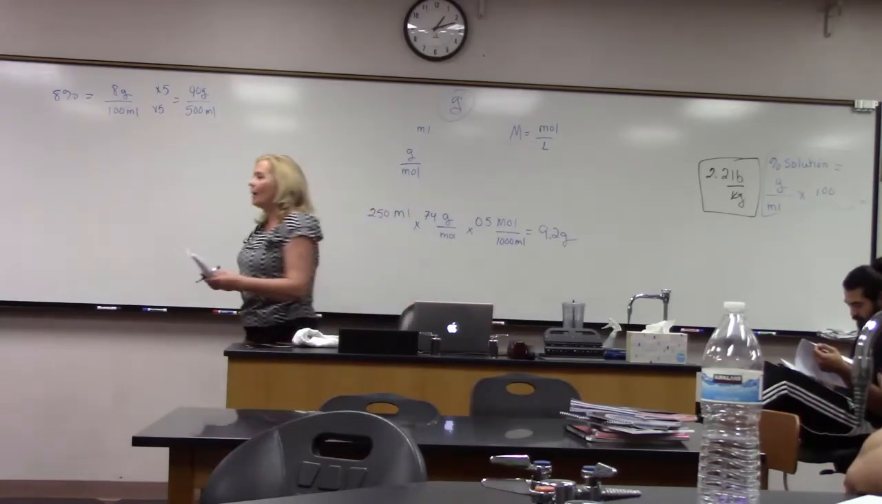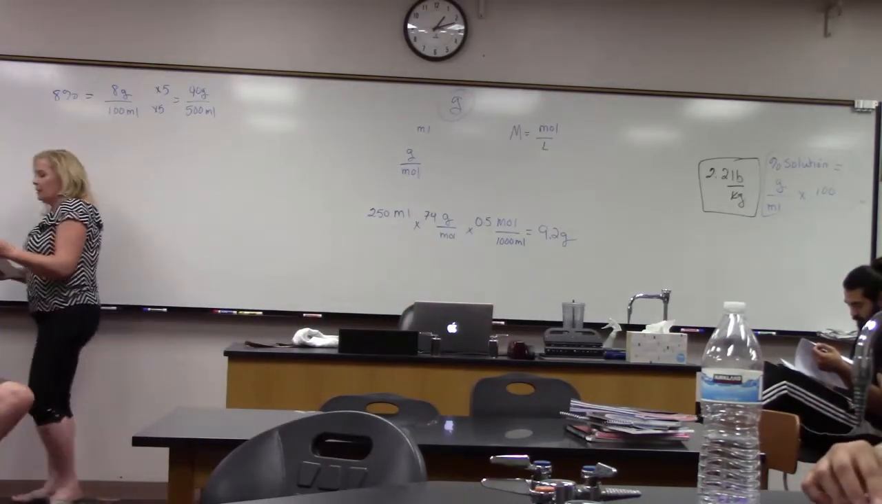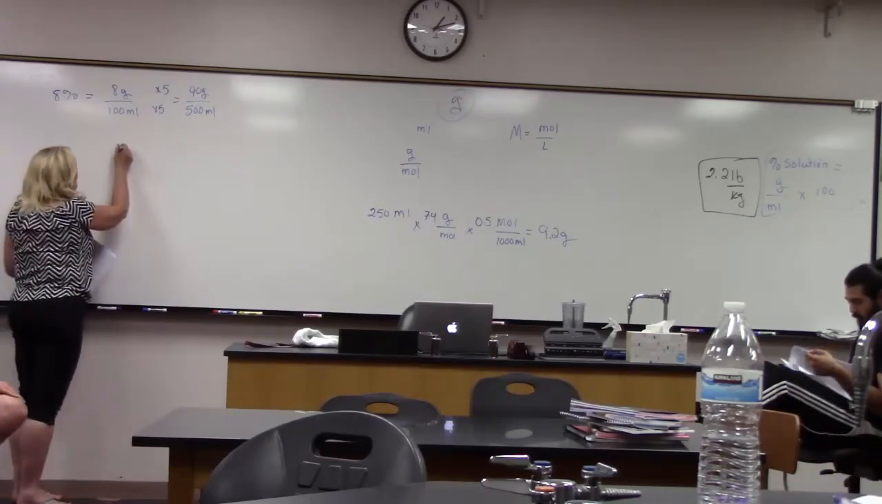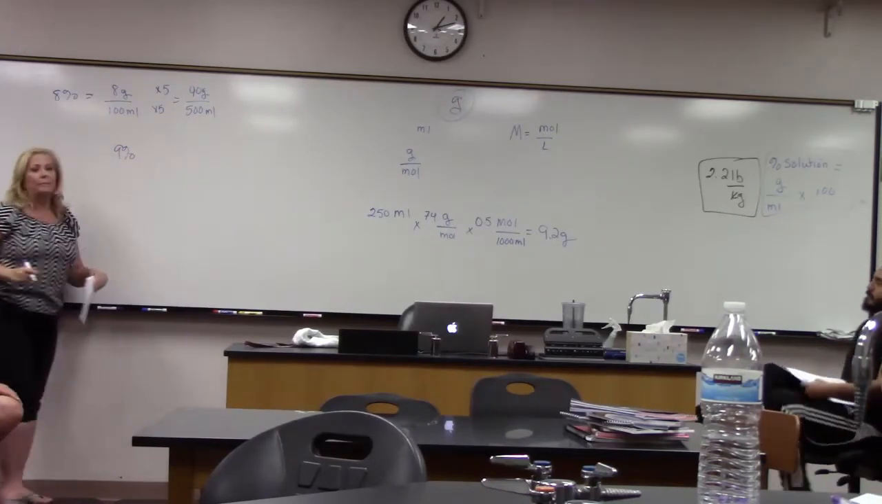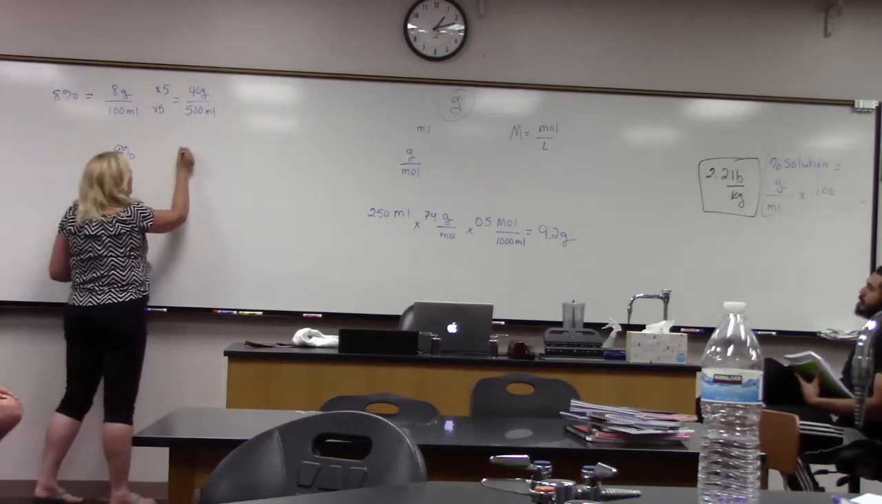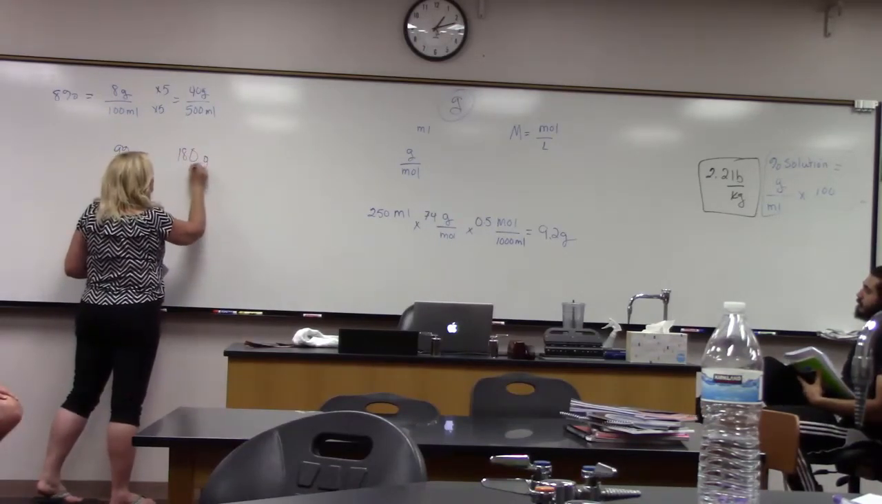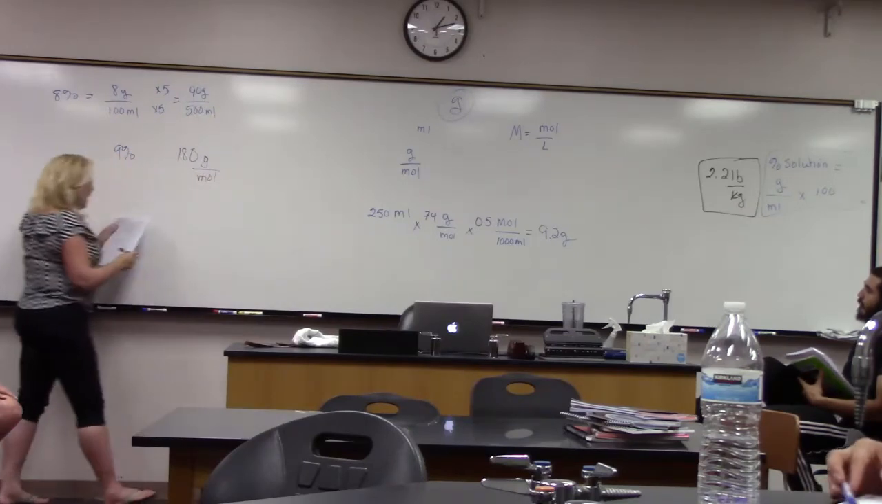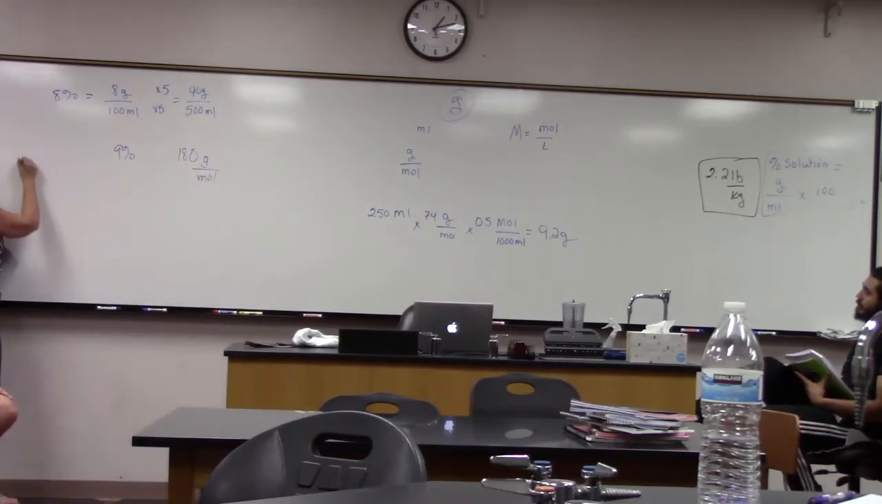All right, let's see what you got. Here we go. So we have a 9% solution, okay? And we know it's glucose, so this is 180 grams per mole. And they want to know what the molar concentration is, which is the same thing as moles per liter. This is what we're trying to find. Okay? So did you write that all down? Did you get all that written down?